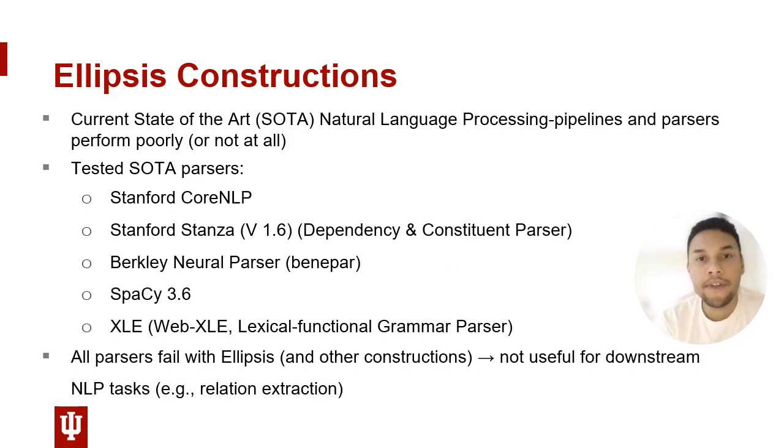So looking at the current state-of-the-art natural language processing pipelines and parsers, we note that they all perform poorly with elliptical constructions. So we tested the Stanford CoreNLP, Stanza version 1.6, the Berkeley Neural Parser, or Benepar, spaCy version 3.6, and XLE. And they all failed with ellipses and other constructions. So it's not useful for downstream NLP tasks, such as relation extraction.